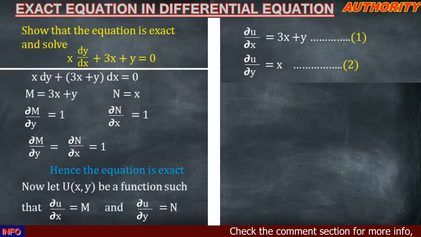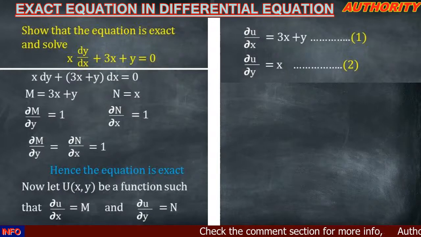Now from here, let's take the second equation first. The second equation says the partial derivative of u with respect to y equal to x. This function u is differentiated partially with respect to y, and we are looking for the function u of x comma y.